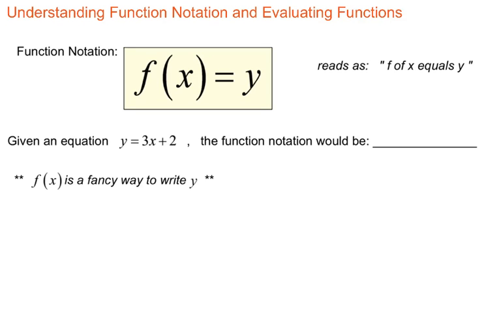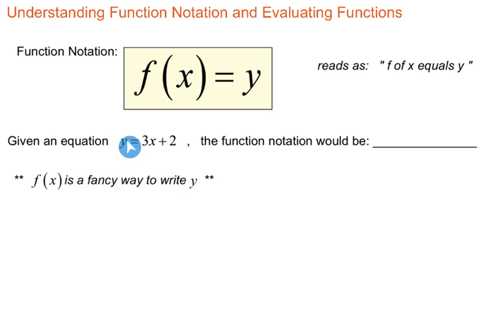Hello. In this video, we're going to discuss function notation and then we will evaluate some functions. So what we see here in this yellow box, f(x) = y. This represents function notation, and this is read as "f of x equals y," or the function value at x equals some number input is that y output. Essentially, function notation is just a fancy way to write y.